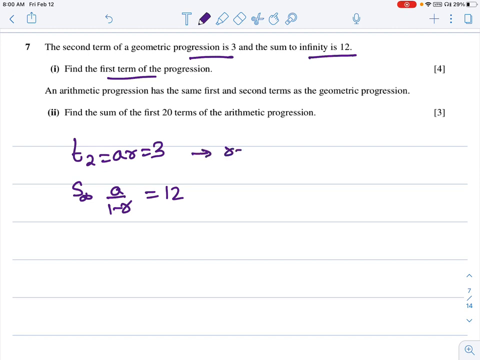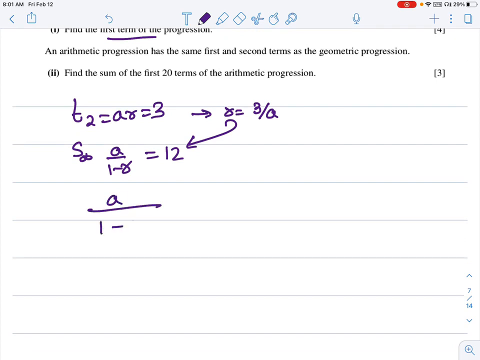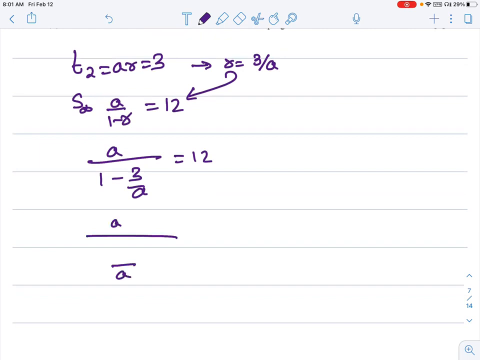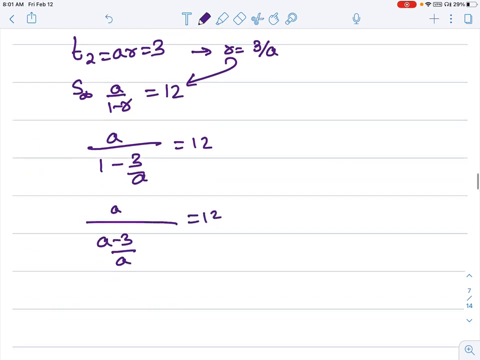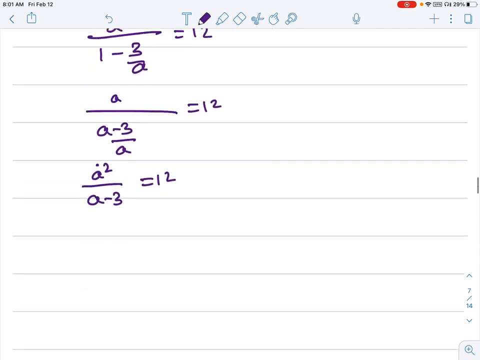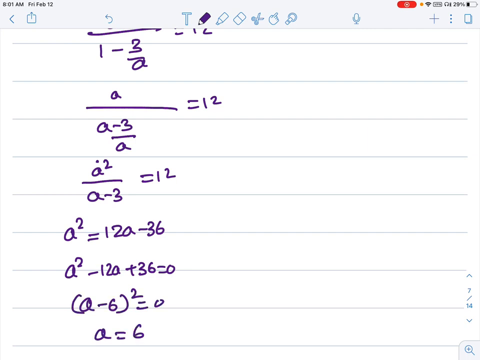I can get R is equal to 3 upon A. So plug in that R value over here. A upon 1 minus 3 upon A is equal to 12. So I take the common denominator in the denominator: A minus 3 upon A. So it becomes A square upon A minus 3 is equal to 12. So I get A square is equal to 12A minus 36. A square minus 12A plus 36 is equal to 0. A minus 6 whole square is equal to 0. A is equal to 6. So what do I get? A equal to 6.